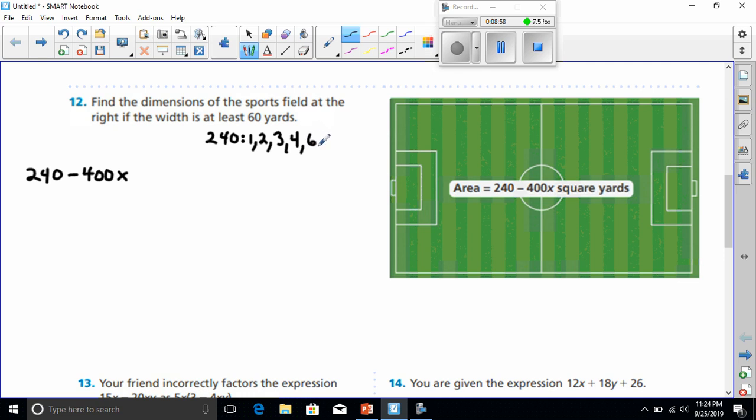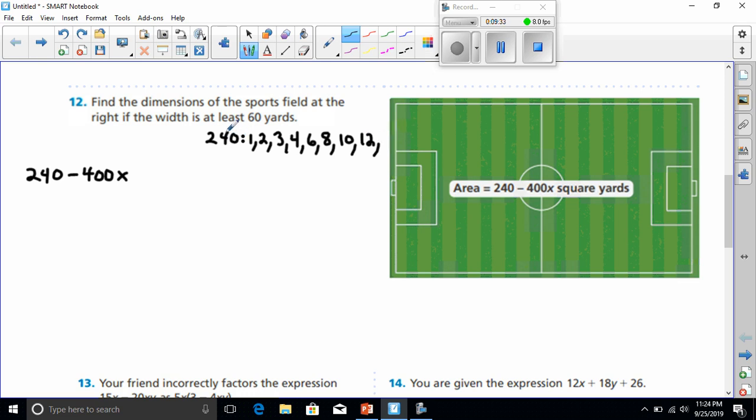And let's see. Then 7 will not. 8 will go in there because 8 times 30 will go into that. Let's see. 9 will not. 10 will go into there, right? Because 10 times 24 will work. And 12 will go in there because 12 times 20 will go in there.